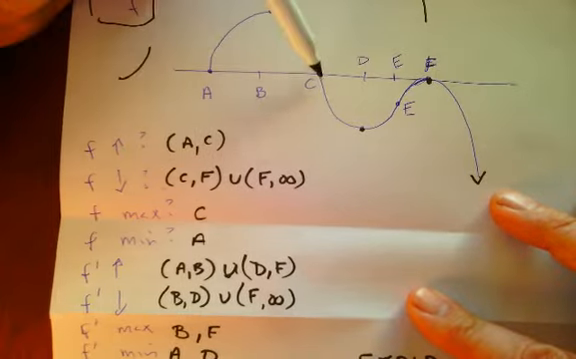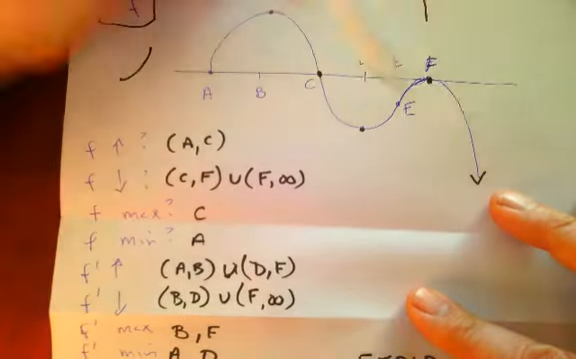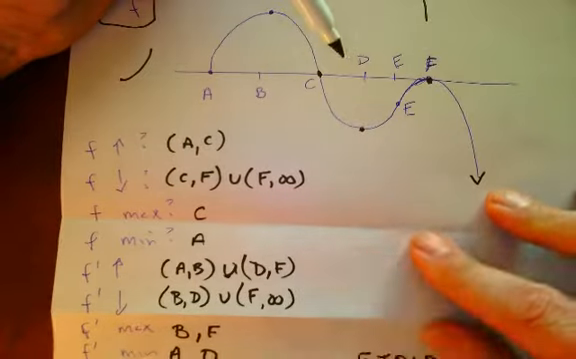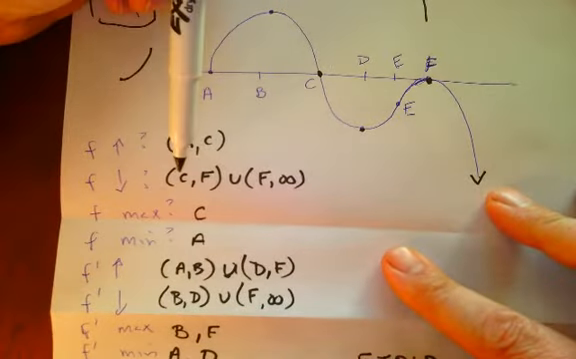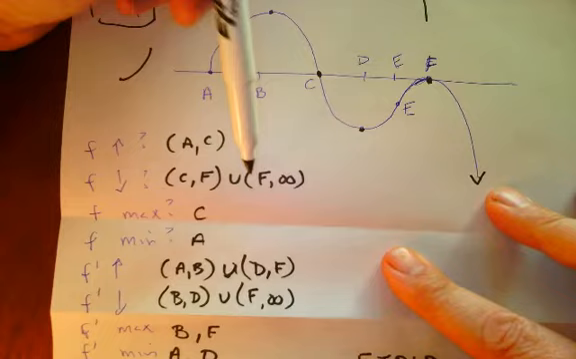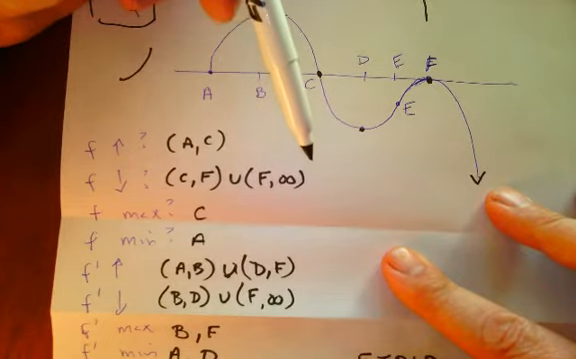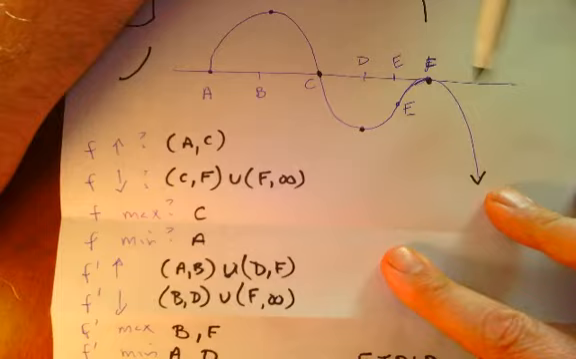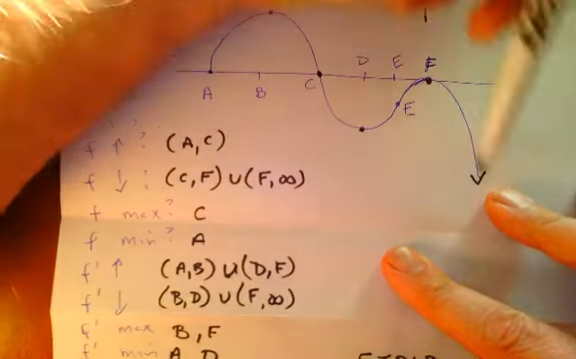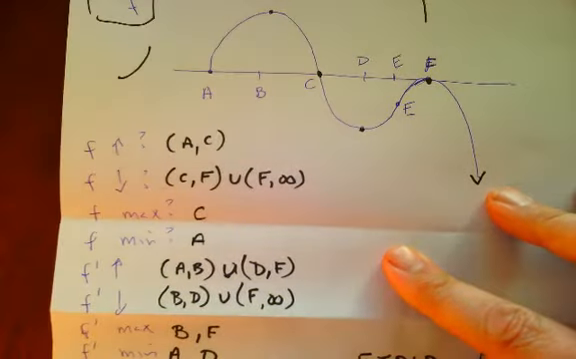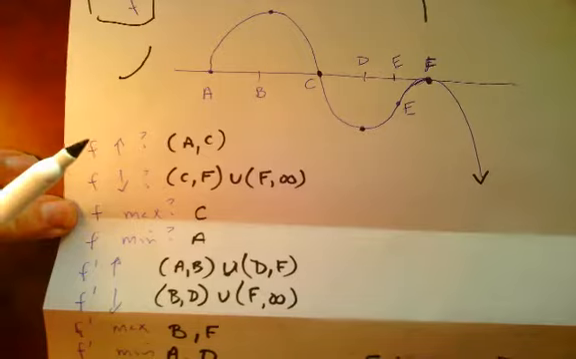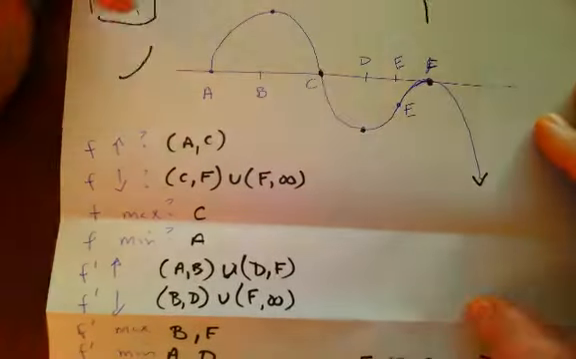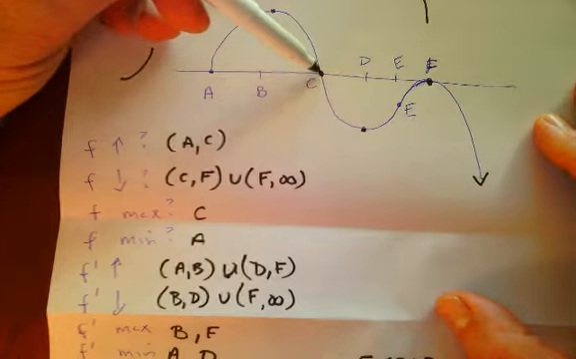Again, f is increasing when f prime is above the x-axis, so from A to C. f is decreasing when f prime is below the x-axis, so that's everywhere here except at F, where we have f prime equal to 0, which is why I did from C to F union F to infinity. Remember, this infinity is going this way, not this way.